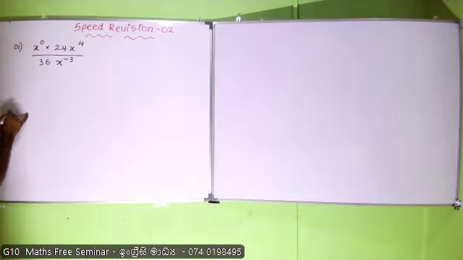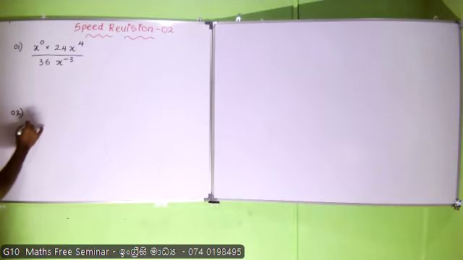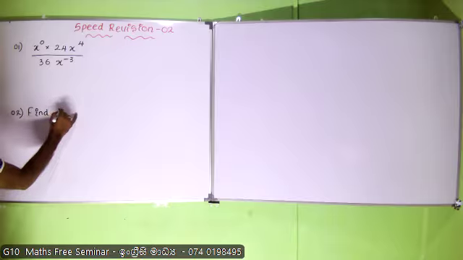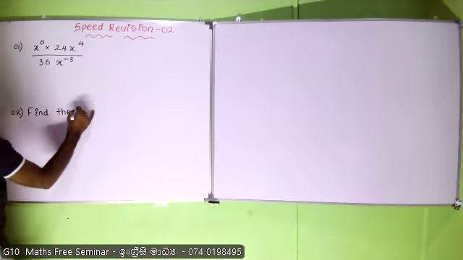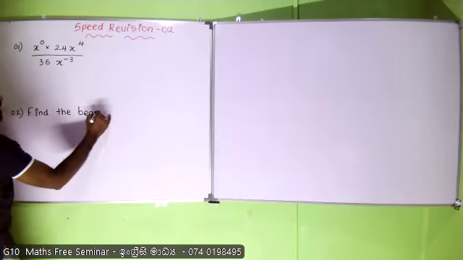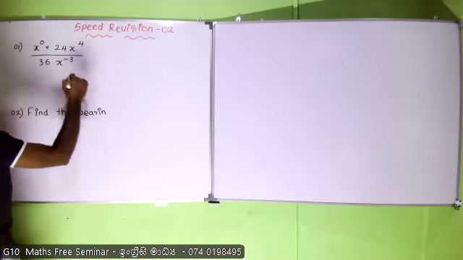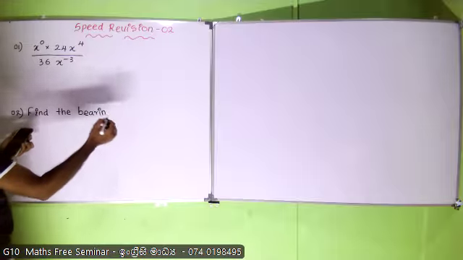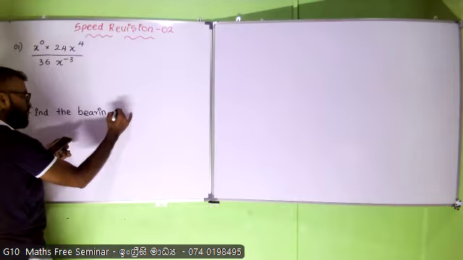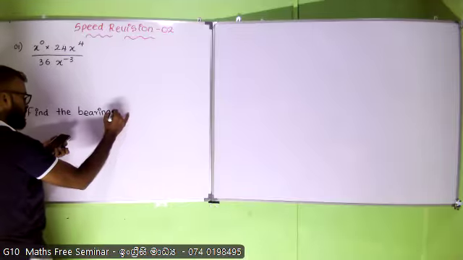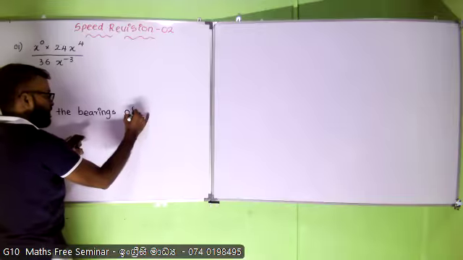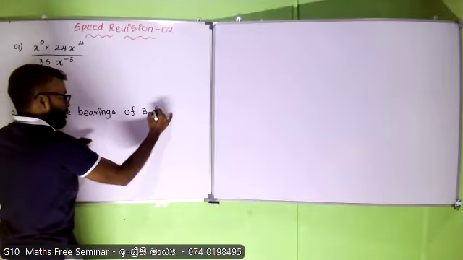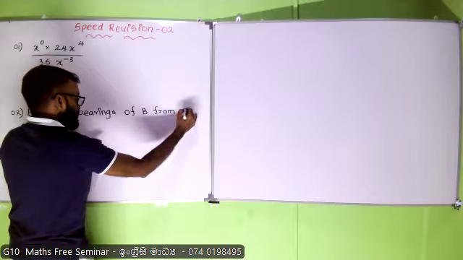Second question. Find the bearing of... Write this fast and provide the answer fast. And if you do not know the answer, skip it. Then go for the next. Find the bearings of B from C.